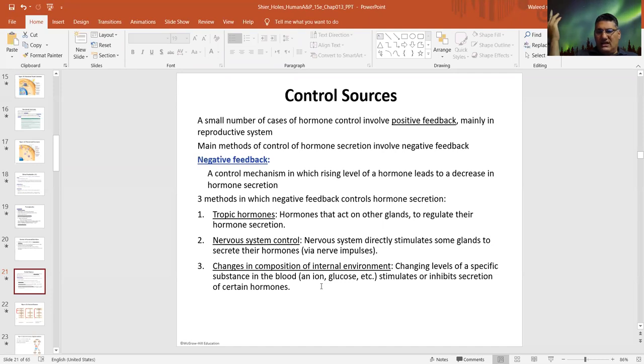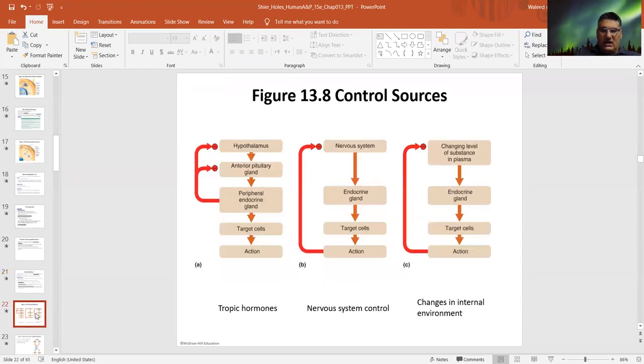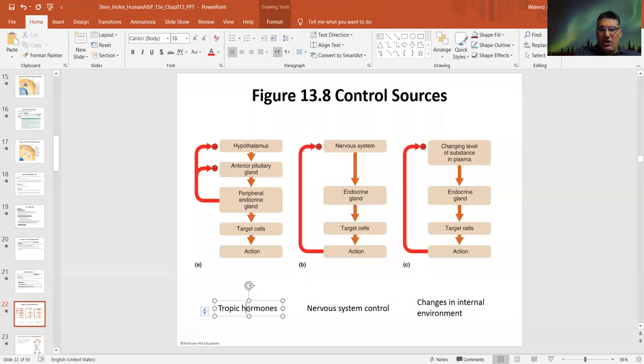Other examples are sodium and potassium. If the composition of the blood is changing, sodium and potassium going up or down, this is going to affect different hormones like aldosterone and others that we will talk about. So these are the tropic hormones that I mentioned: hypothalamus, anterior pituitary, peripheral endocrine gland, go to the target organ and do the action. But the example is, if this was the adrenal cortex secreting cortisone, it will go to both anterior pituitary and hypothalamus to slow down. This is negative feedback, and the best example is tropic hormones.